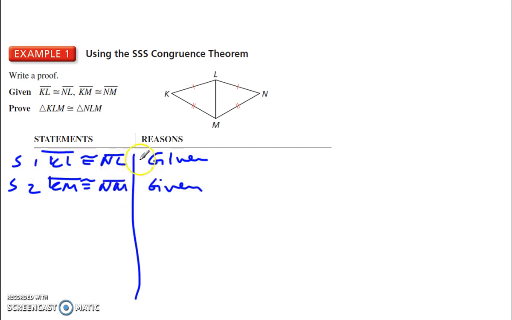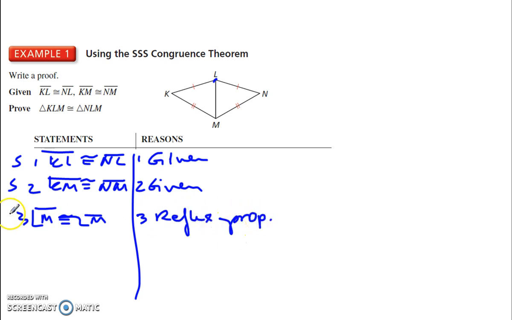And then step 3: I know that LM is congruent to LM because of the reflexive property. And that is also a side. So I know triangle KLM is congruent to triangle NLM because, this is step 4, side, side, side. There we go.